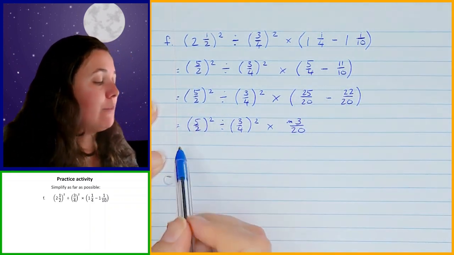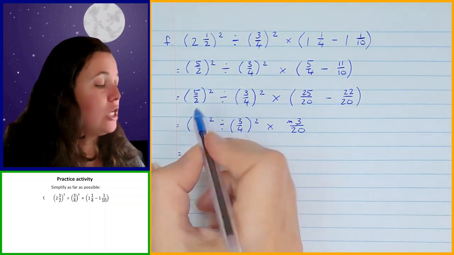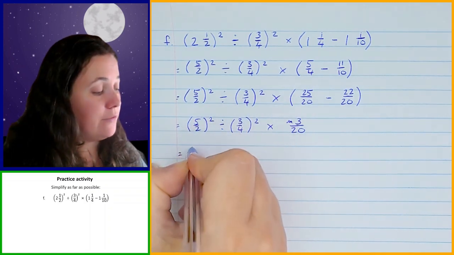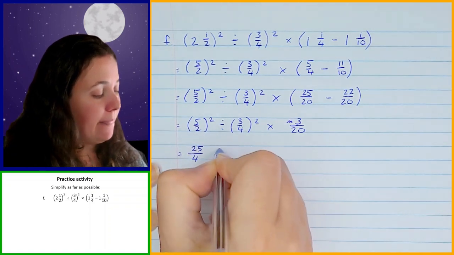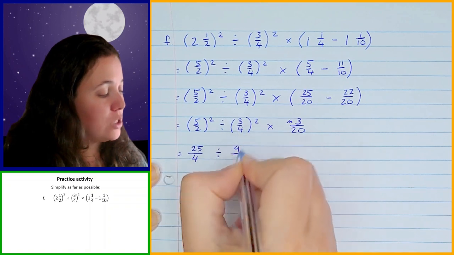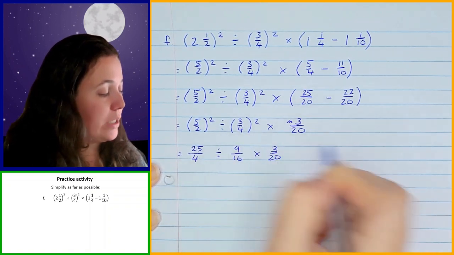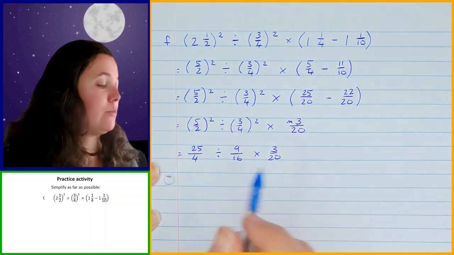So now I'm going to go and do the next step in BEDMAS, which is exponents. So I'm going to simplify that exponent and that exponent. So 5 squared is 25 over 2 squared, which is 4. Divided by 3 squared is 9 over 4 squared, which is 16, times 3 over 20. Okay, so now I've got no exponents left. Now I'm going to go on to my division and multiplication step.